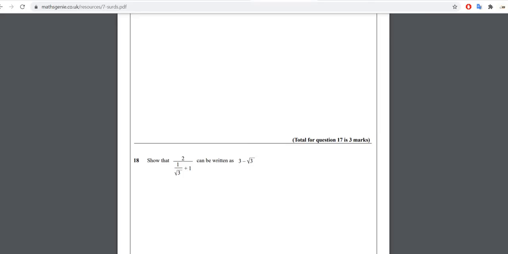Okay, so here's one question. If you want to try, you can try this one. Again, this is not easy. So first do the denominator, 1 over 3 root plus 1. Just first simplify that, then divide by 2. You will be able to solve the question.